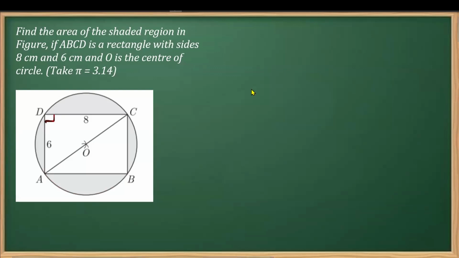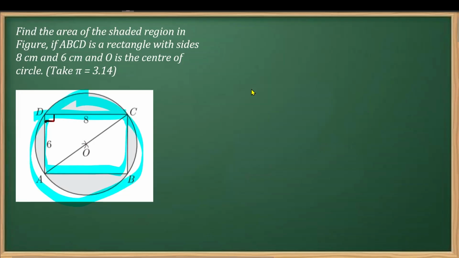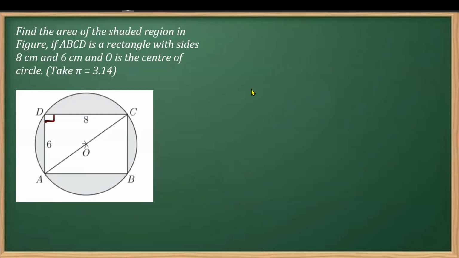Now, first of all, you should see which is the shaded region. These are the shaded region. So from here, we can see that if we subtract the area of this rectangle from the area of this circle, we should get the area of the shaded region. Now, for finding the area of a rectangle, we can use length multiplied by breadth, whose dimensions are already given. But then how to get the area of a circle? We know that area of a circle is pi r square. That means we need to know the radius over here.